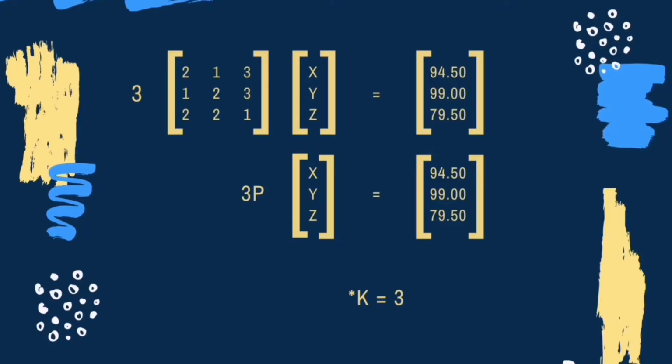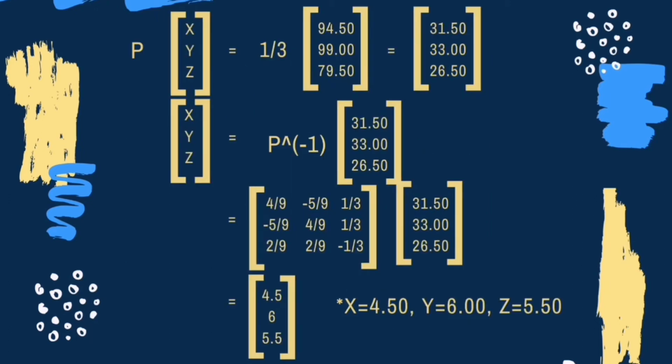How do we solve this? First, we must simplify the previous answer. Therefore, we factor out 3 to make the numbers smaller. Therefore, we will get the answer, which is the value of K equals 3. Next, we move the K value, which is 3, to the right hand side. So, it will become 1 over 3.